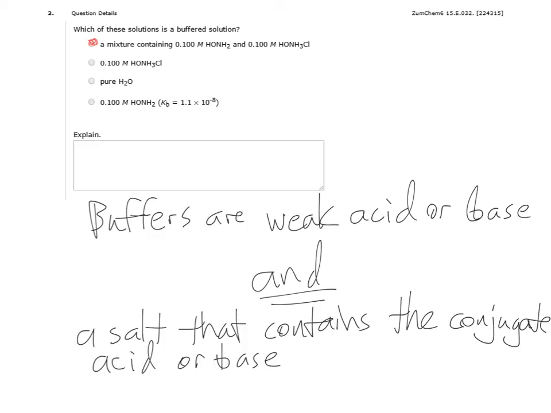Your other choices are a solution of just a salt, which has a conjugate acid of a weak base, but it doesn't have the weak base there. Pure water doesn't have either of them there. And the last choice listed, the weak base, doesn't have a salt, so it's just a weak base solution. Buffers are unique in that they can absorb hydrogen or hydroxide without changing pH. And so you need both the weak species and the conjugate to have that.